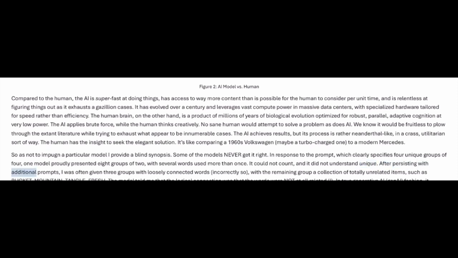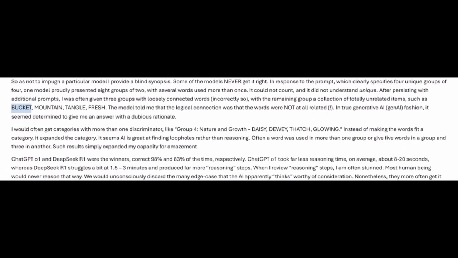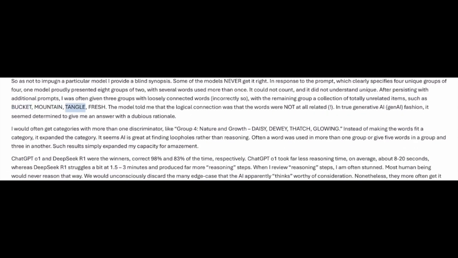After persisting with additional prompts, I was often given 3 groups with loosely connected words, incorrectly so, with the remaining group a collection of totally unrelated items, such as bucket, mountain, tangle, fresh. The model told me that the logical connection was that the words were not at all related. In true generative AI, Gen AI, fashion, it seemed determined to give me an answer with a dubious rationale.